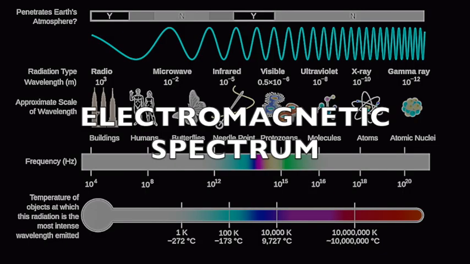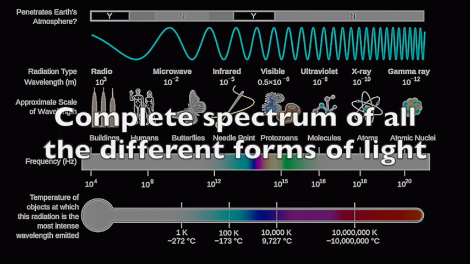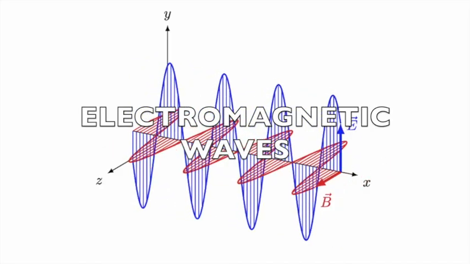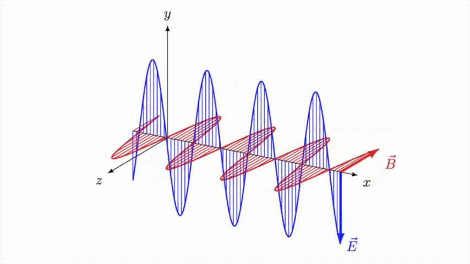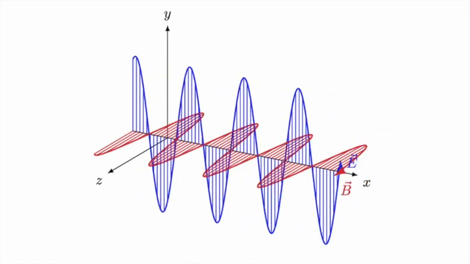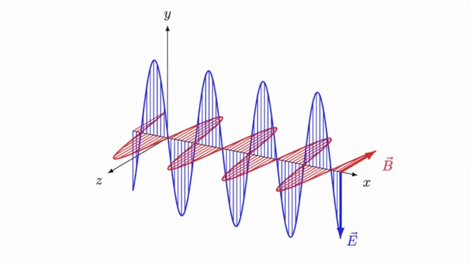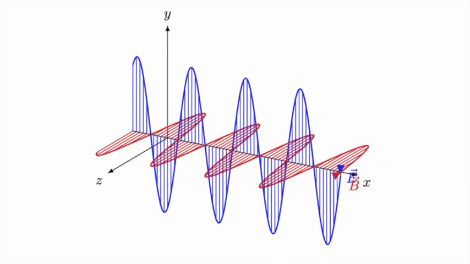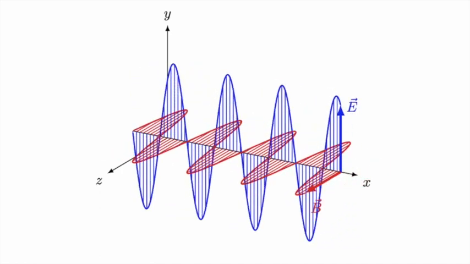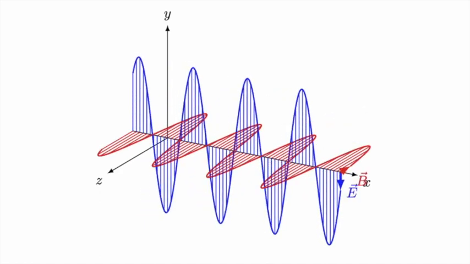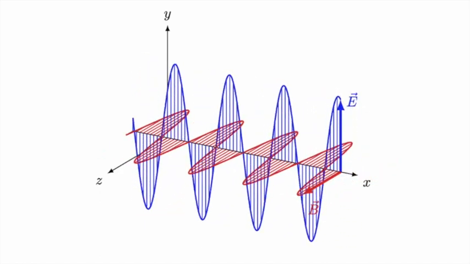The electromagnetic spectrum is the complete spectrum of all the different forms of light. It consists of electromagnetic waves, which are electric and magnetic fields that vibrate perpendicular to each other. Now, we can't see these waves with our eyes, but this model kind of shows how these waves travel. Electricity and magnetism are very closely related, and they travel together.